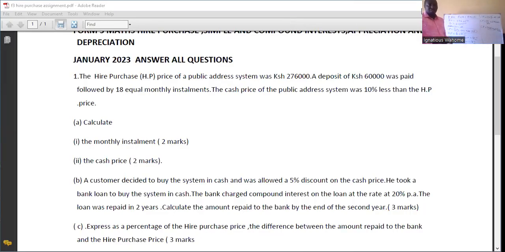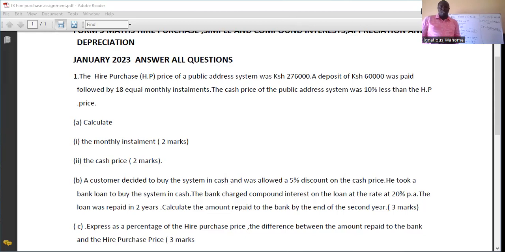Now a customer decided to buy the system in cash and was allowed a discount of 5%. So what did he pay? He paid 95% of the cash price. He took a bank loan to buy the system in cash.